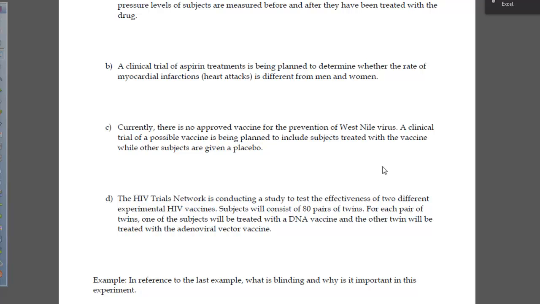Randomized block. Okay, currently there is no approved vaccine for the prevention of West Nile virus. A clinical trial of a possible vaccine is being planned to include subjects treated with the vaccine while others are given a placebo. Completely randomized. Very good.